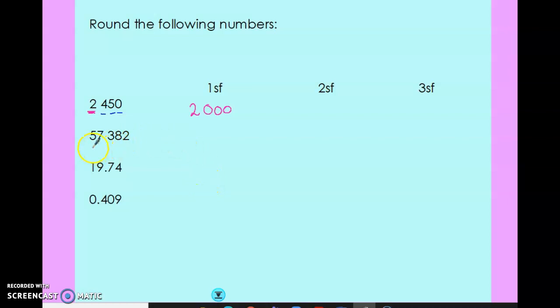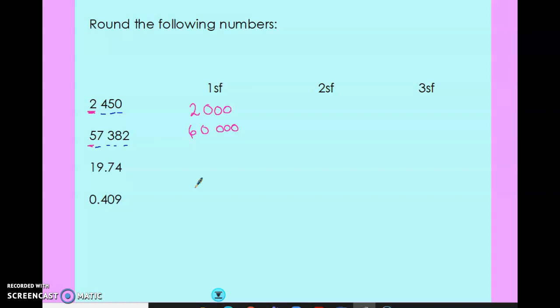Okay, so next one we've got 57,382. My first significant figure here is the 5. After the 5 we've got a 7. 7's bigger than 5, so I'm going to push that up to a 6. So that's my one significant figure. Here I've got 1, 2, 3, 4 spaces, so I'm going to fill those in with zeros to get 60,000.